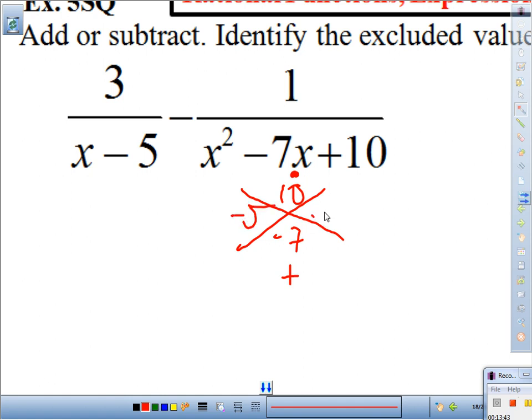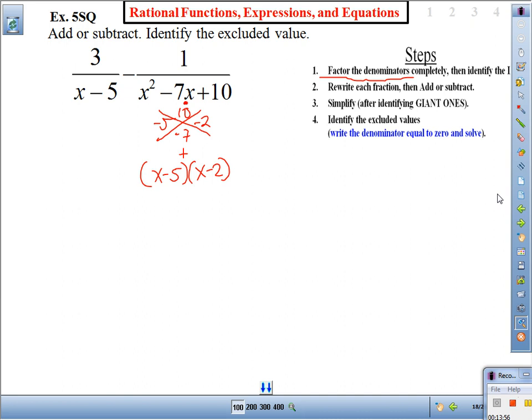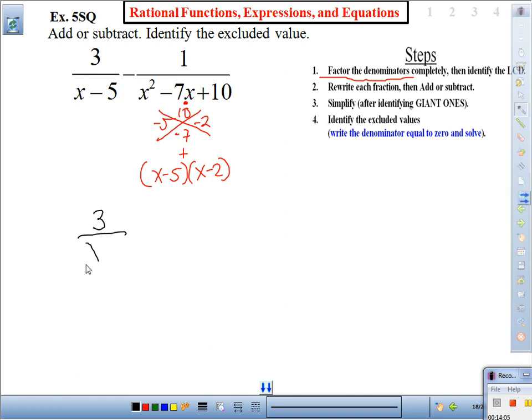Negative 5, negative 2. So my factors are x minus 5, x minus 2. Hands up if you heard right there so far? Okay. So I'm going to show you the process. I'm going to show the steps. I'm going to rewrite this again so it doesn't look all disconnected. So I'm going to bring this one down. 3 over x minus 5 minus 1 over x minus 5, x minus 2.